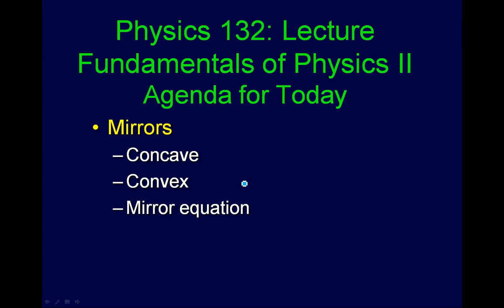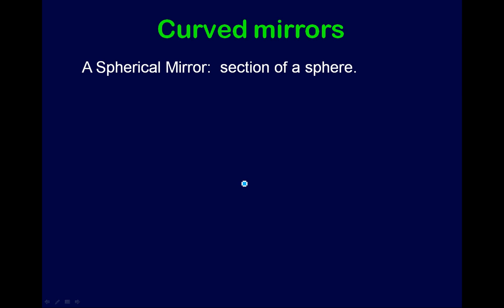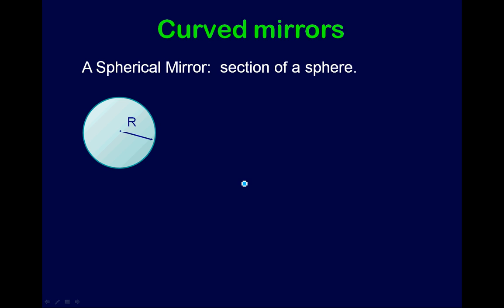Today we're going to talk about curved mirrors, which are mirrors that show up in rear view mirrors and are used in things like telescopes, and they behave differently than flat mirrors do. You can think about the curved mirrors we're going to talk about as being part of a sphere. And so here's a sphere of radius r. So suppose you cut off part of that sphere, and that's how you can picture this concave mirror.